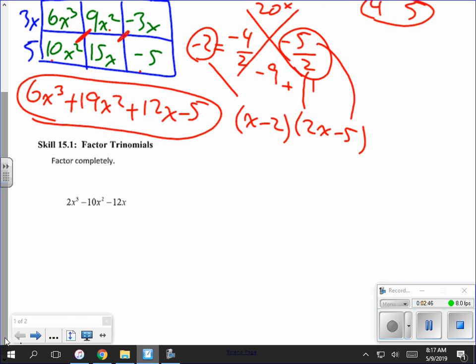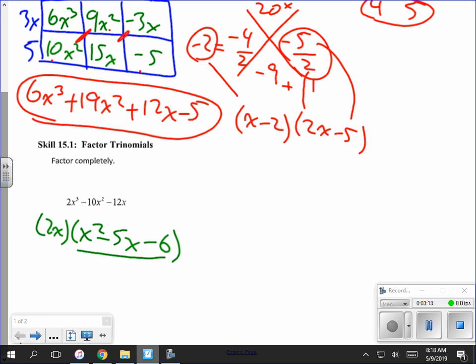Next problem. Same thing, a little more complicated. You'll notice that I have x in every term. It won't factor directly with the X box method. So what I need to do first is factor out my common factor of 2x. So I have 2x. Pull 2x out of x cubed, that gives me x squared. Pull 2x out of negative 10x squared, that gives me negative 5x. Pull 2x out of negative 12x, that gives me minus 6.